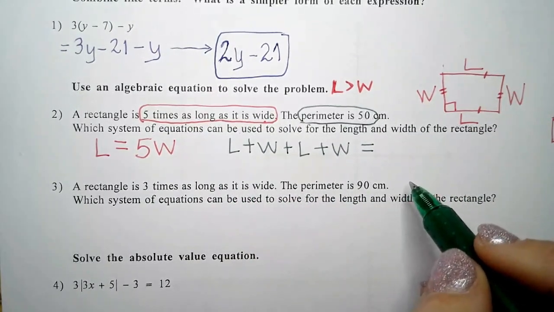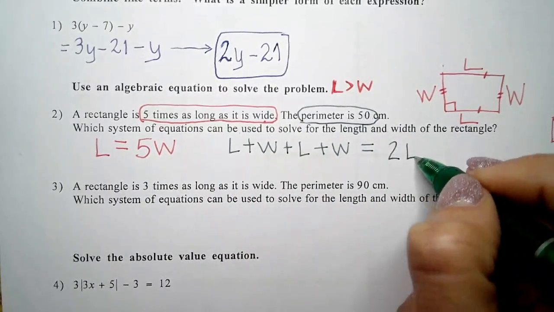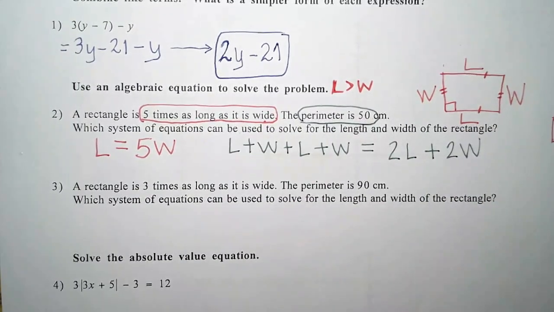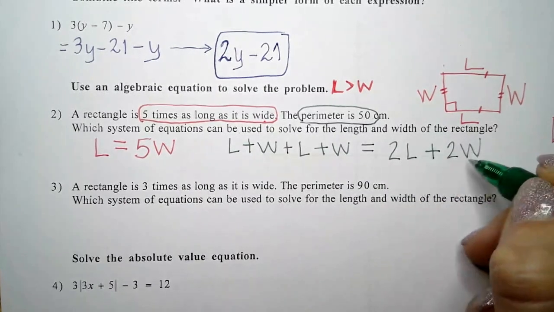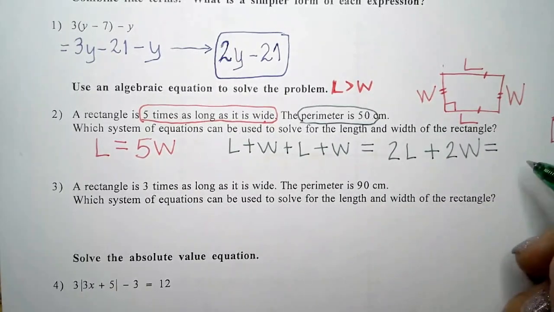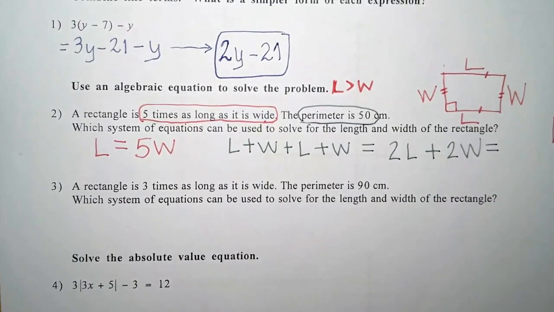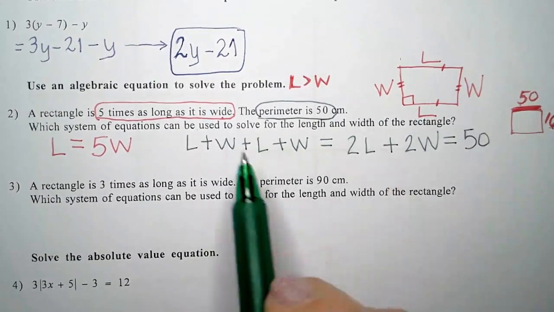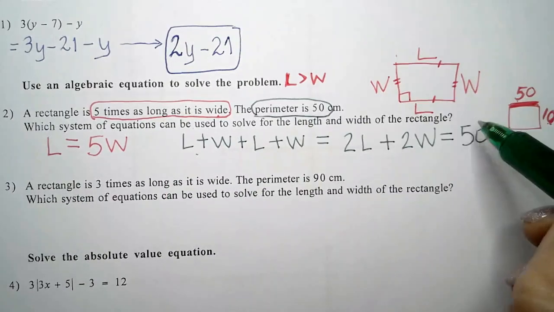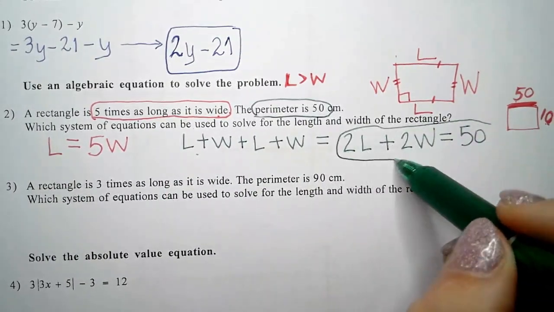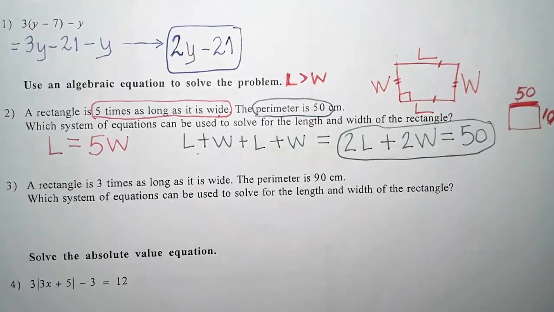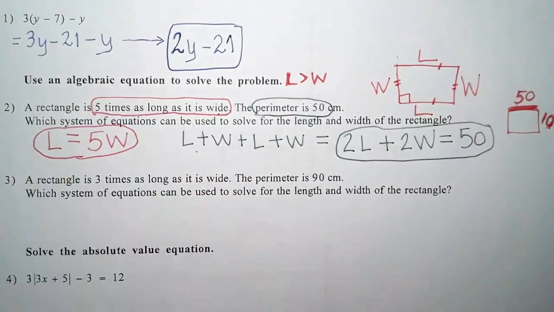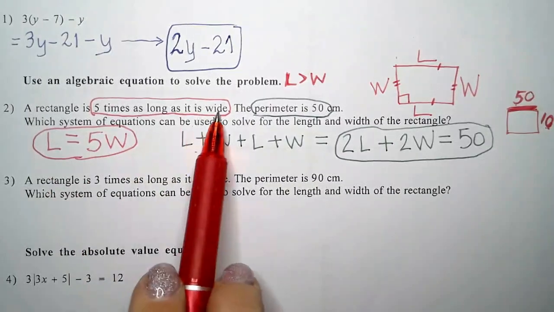2 times L. Right, they're really the exact same equation. So either way that you start, you'll be good. So 2L plus 2W equals, what's the perimeter in this case again? 50. Okay, so Armand's equation's good, but we would combine like terms anyway. So I have that equation which went with my perimeter sentence, and I have this equation which went with my 5 times as long as it is wide sentence.